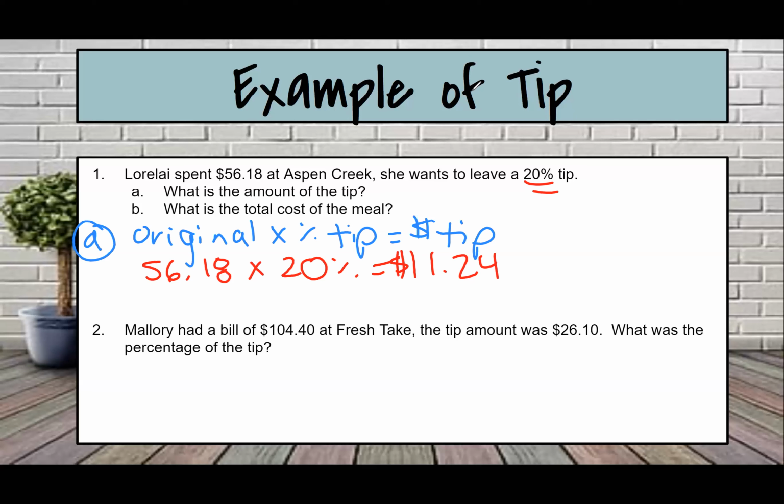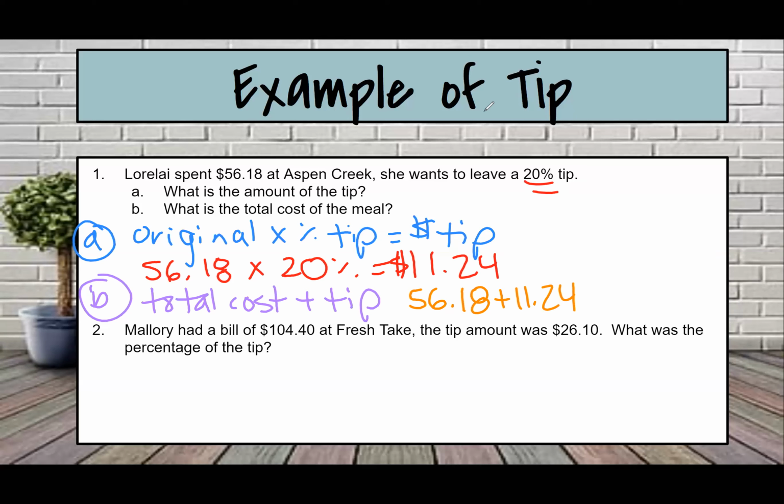Okay, and then for B. What is the total cost of the meal? If we have the tip, we have to add it to the total cost. So I'm going to write total cost plus the tip. That would give us 56.18 plus 11.24. So our total cost would be $67.42.